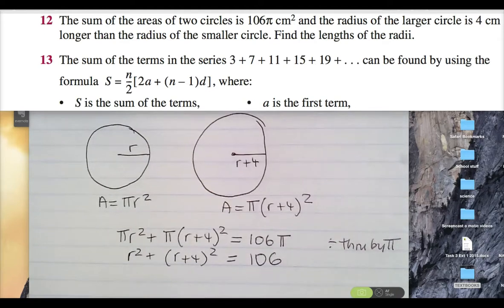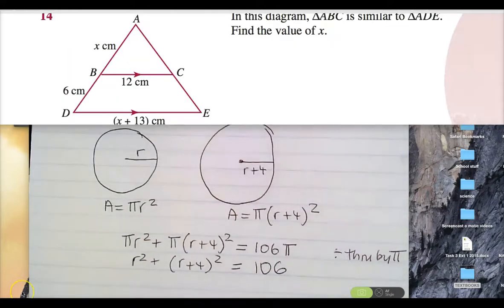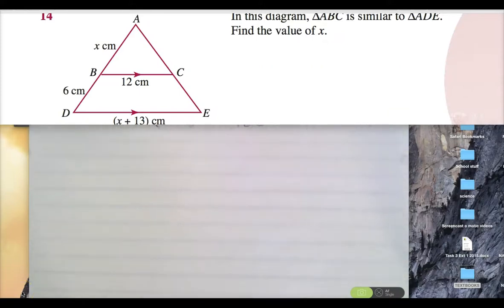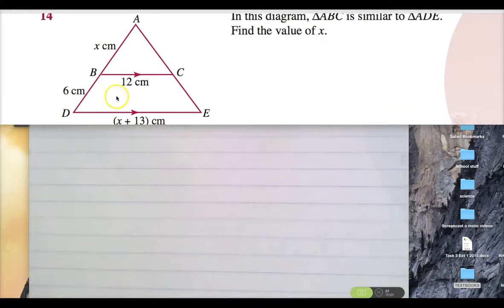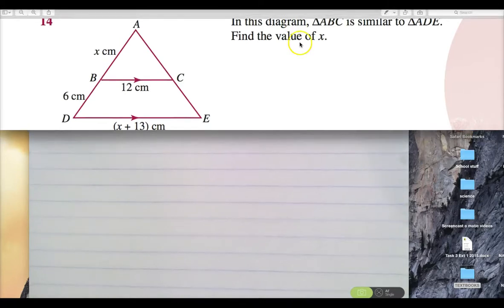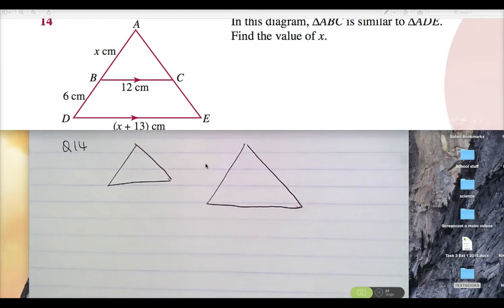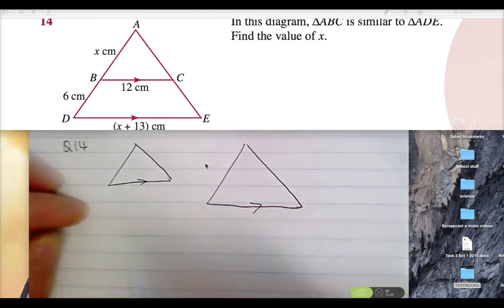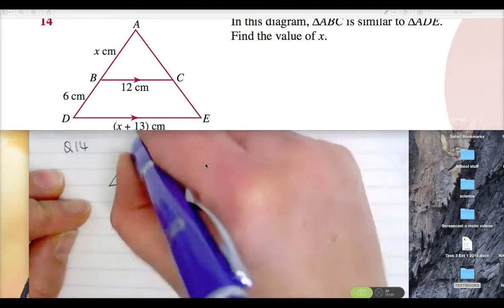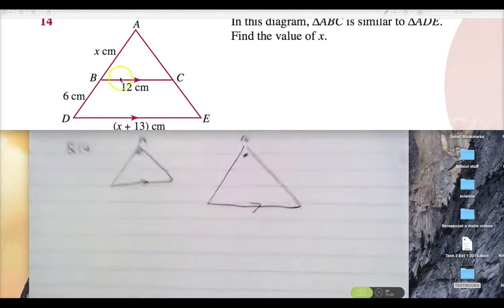Okay, girls, I'm not doing any more of question 11. We're talking about question 14. It says triangle ABC is similar to triangle ADE. Can you tell me which angles you think are equal? A is the same as A. Good. Which other angles are equal on this diagram? What about this angle? What does it equal? The one at D. Good.